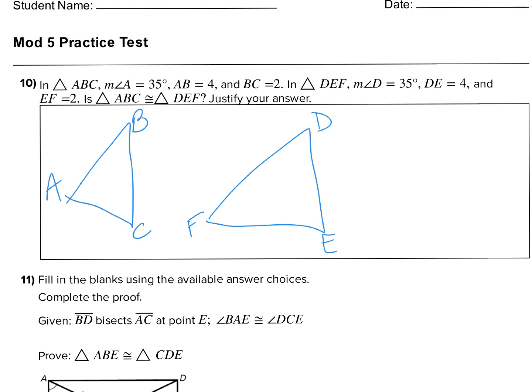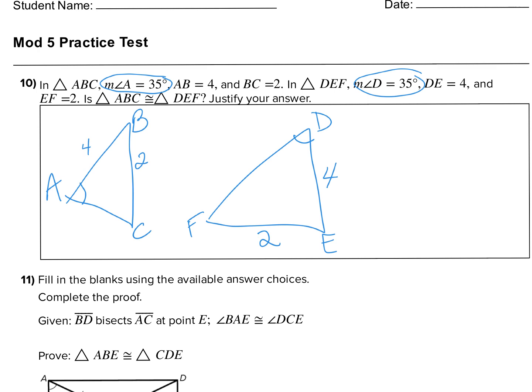All right, so we know angle A and angle D are both 35 degrees based on these two pieces of information here. AB is 4, BC is 2, DE is 4, and EF is 2. Now the question is, are these two triangles congruent?